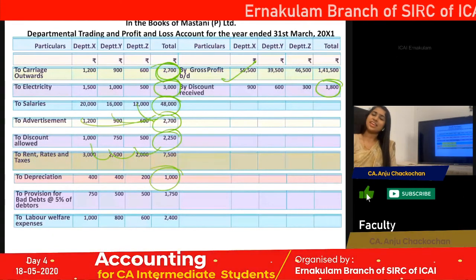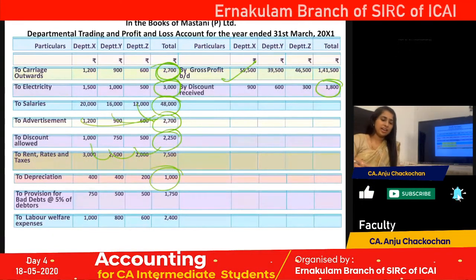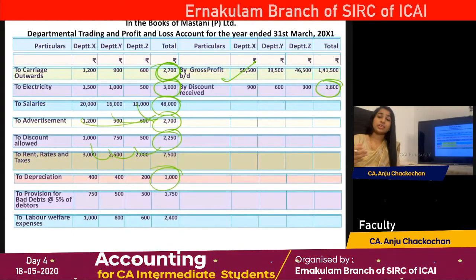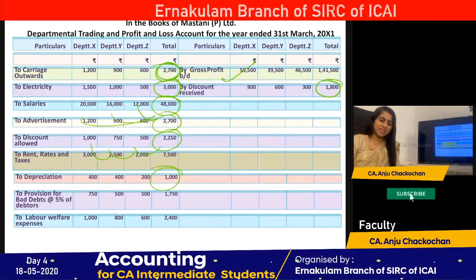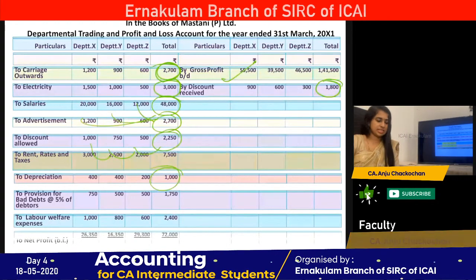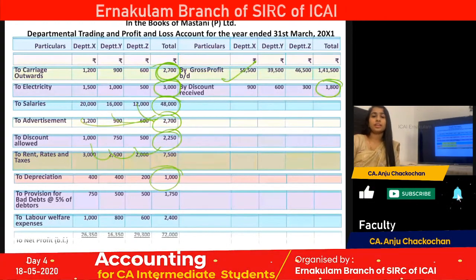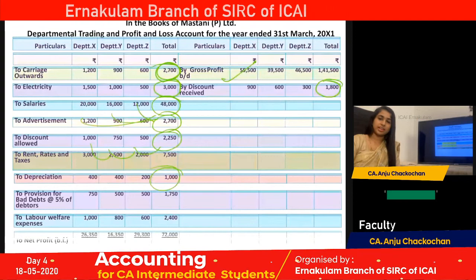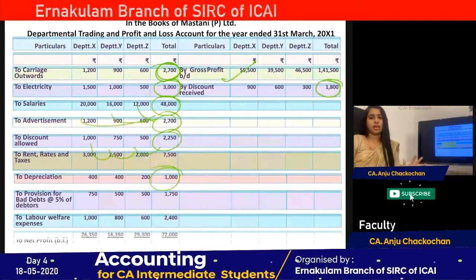Okay, so now let's see if your answers are right or wrong. Let's see the net profit. It is 26,350, 16,350, and 29,300. Yes. Good going. You all have the correct answers. So this is the final answer for that.